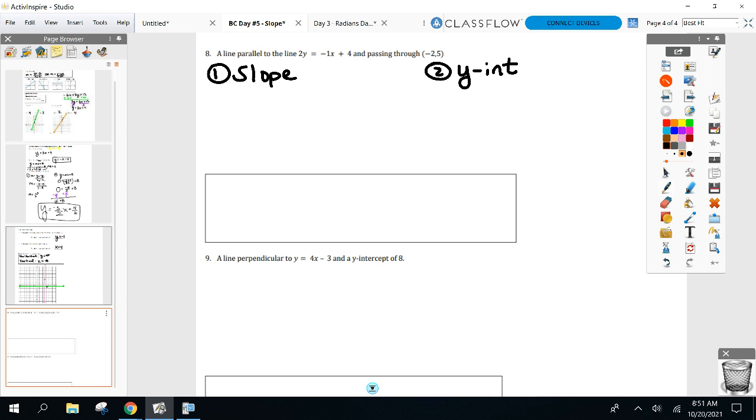Two lines are parallel to each other. Something about their slopes? Kevin? They have the same slope. Anybody? Coming back a little bit? Two lines are parallel, they have the same slope. So the slope of this line I gave you and the slope of the line I'm creating should be the same. Can you help me find the slope of this line? Because I don't like the way that is right now. Do not like it. 2y equals negative 1x plus 4.